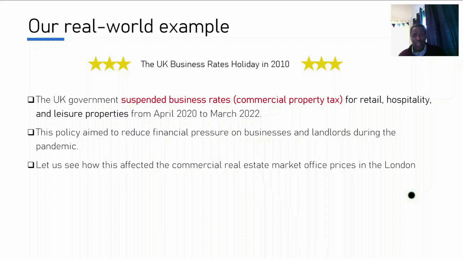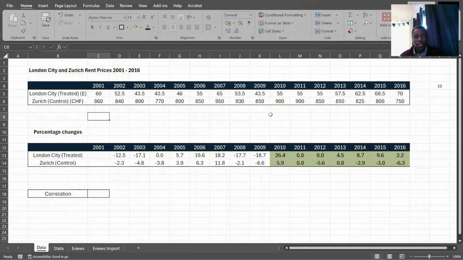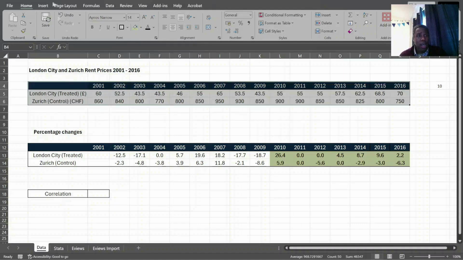So I'm going to use the City of London prime office rental prices to be able to illustrate this properly. So here we are with our real world example. I'm going to take the City of London and Zurich rent prices between 2001 and 2016. I'm going to take Zurich as the control group because not only is it the city I was born in, but it also is a really good city to satisfy our pre-trends analysis. And I'll just show you here why.